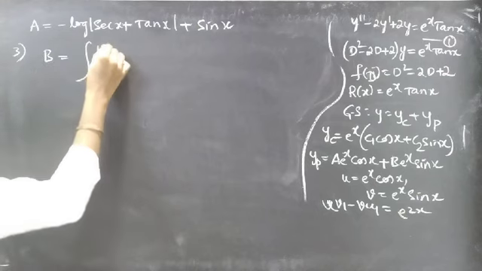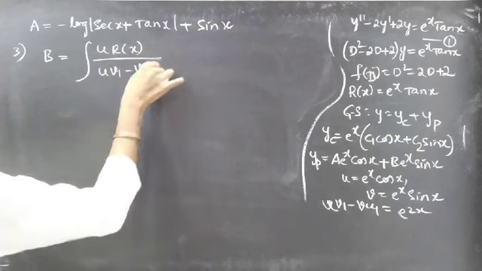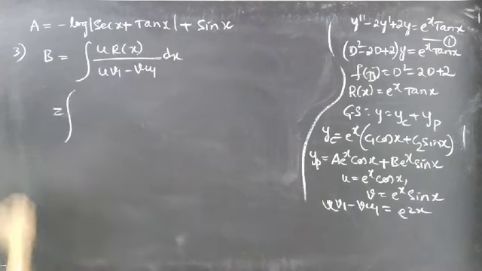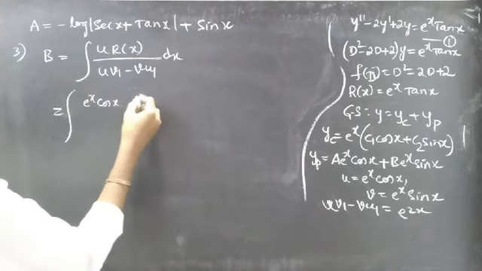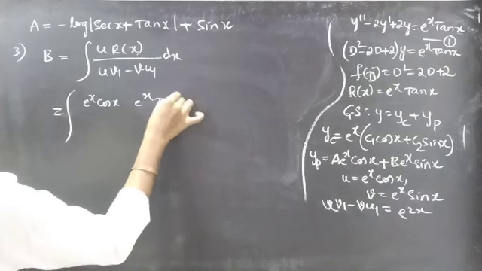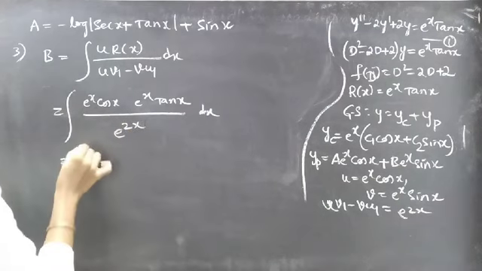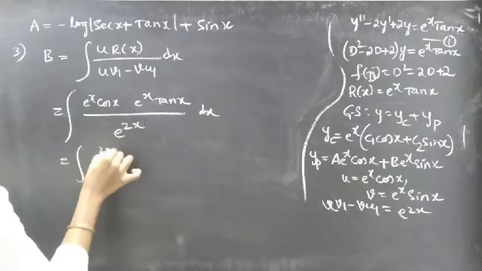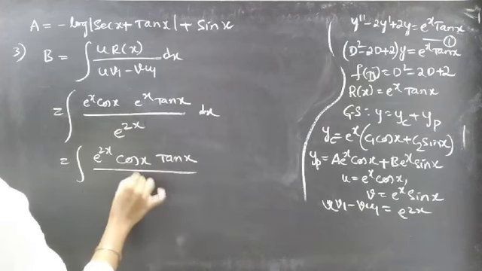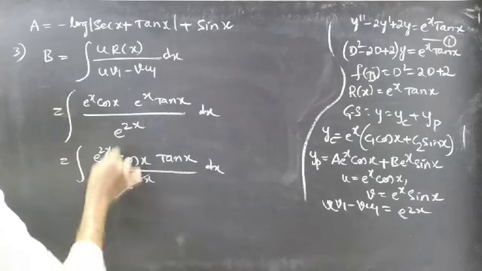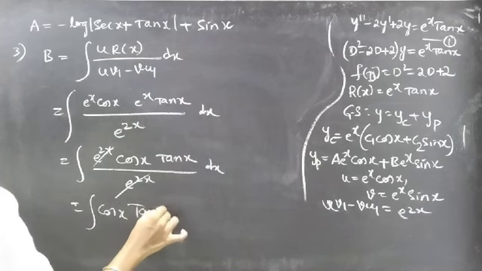We'll find b using u into r of x by uv1 minus vu1 into dx. This is equal to u, e power x cos x, into r of x, which is e power x tan x, by e power 2x into dx. This is equal to e power x into e power x is e power 2x, into cos x tan x by e power 2x dx. Here e power 2x gets cancelled. This is equal to cos x into tan x dx.